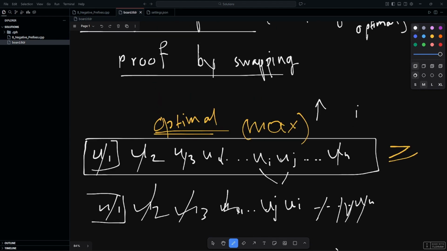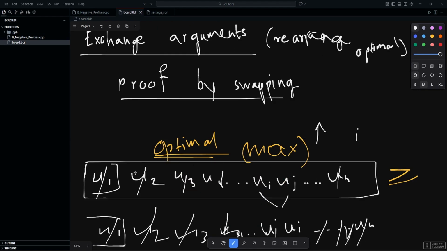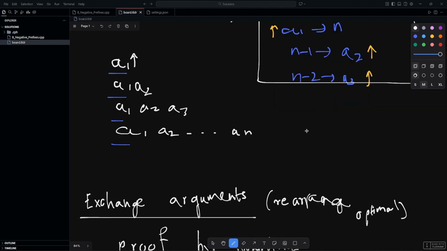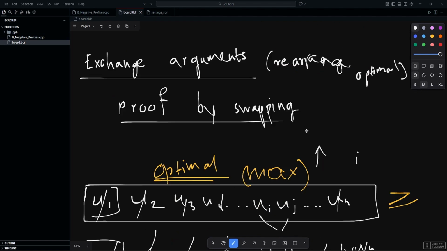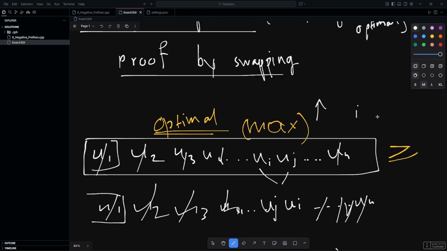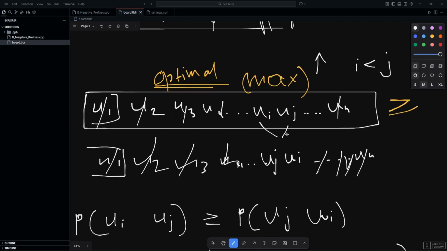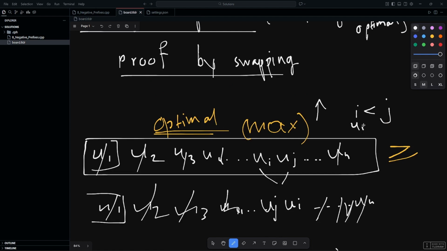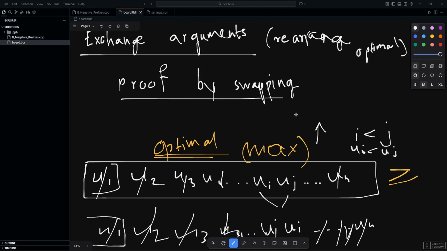If this is sorted in descending order, or else let's say ascending order. To contradict ourselves, let's say this thing is sorted in ascending order. That means i should be less than j, isn't it? And ui should be less than uj. If this is sorted in ascending order, ui should be less than uj.